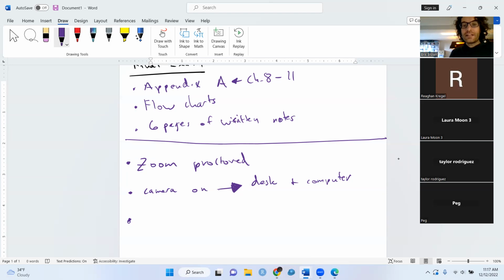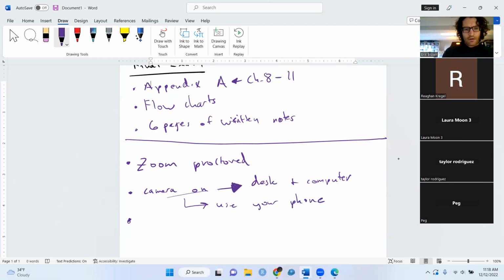I think the easiest way to do this is to not use the camera on your computer, but to log in with the Zoom app on your phone and use your phone as the camera. Then you can have your phone set somewhere, focused on your desk area, your workspace.